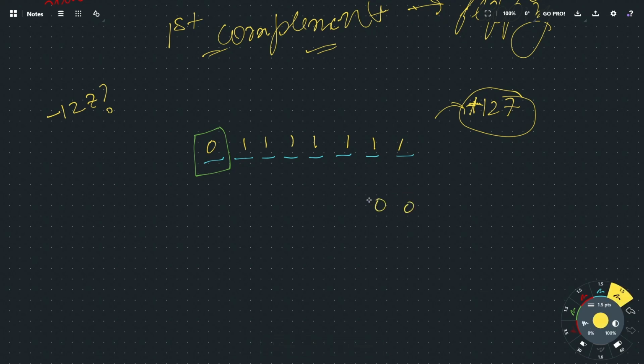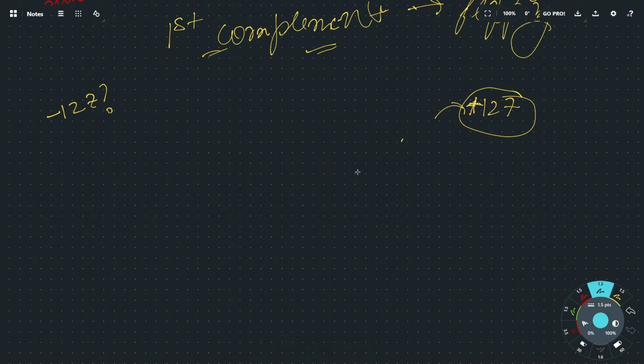This would be 0000 0001. So that's how we will represent the 127 in negative. That's how we do it. But again, that's an issue, right? Because now we have an issue. What the issue is, let's take some other example.